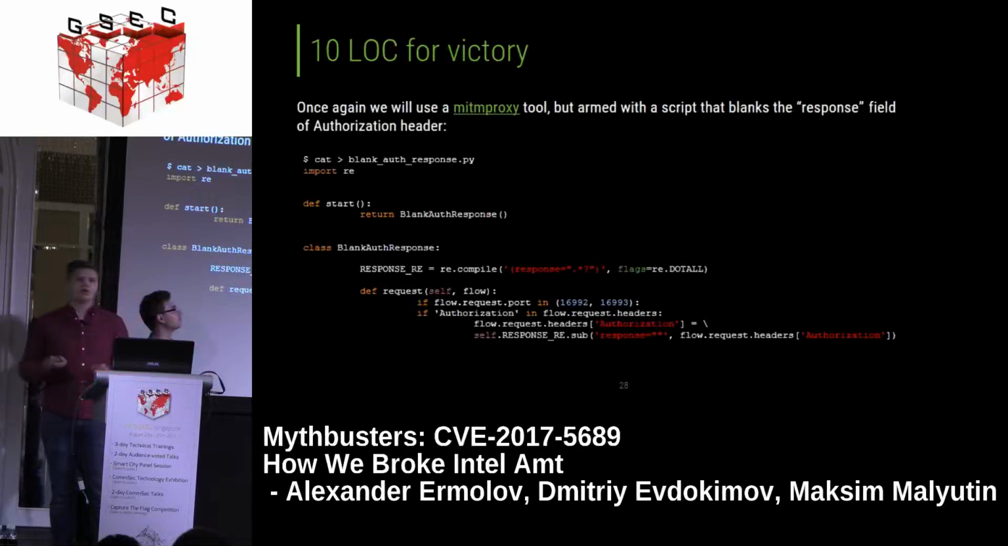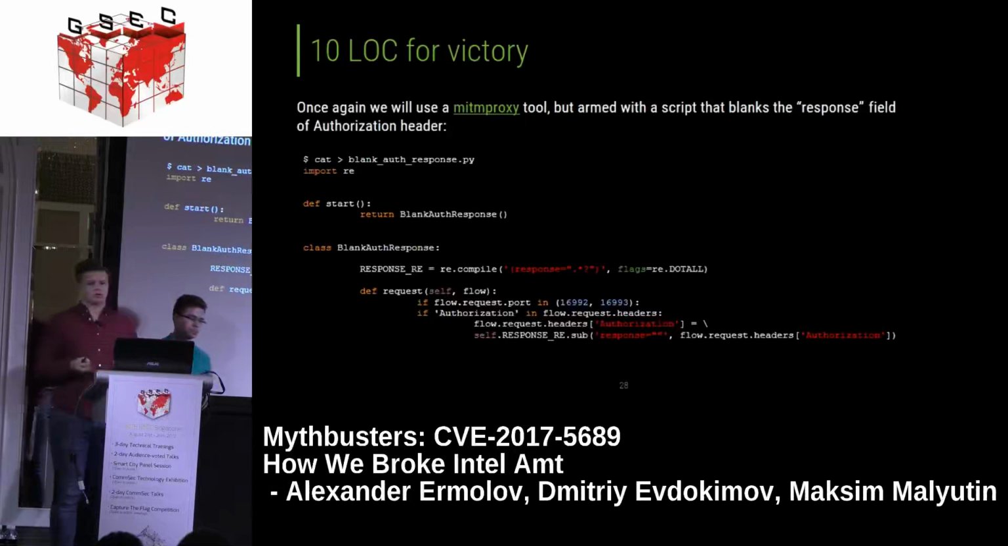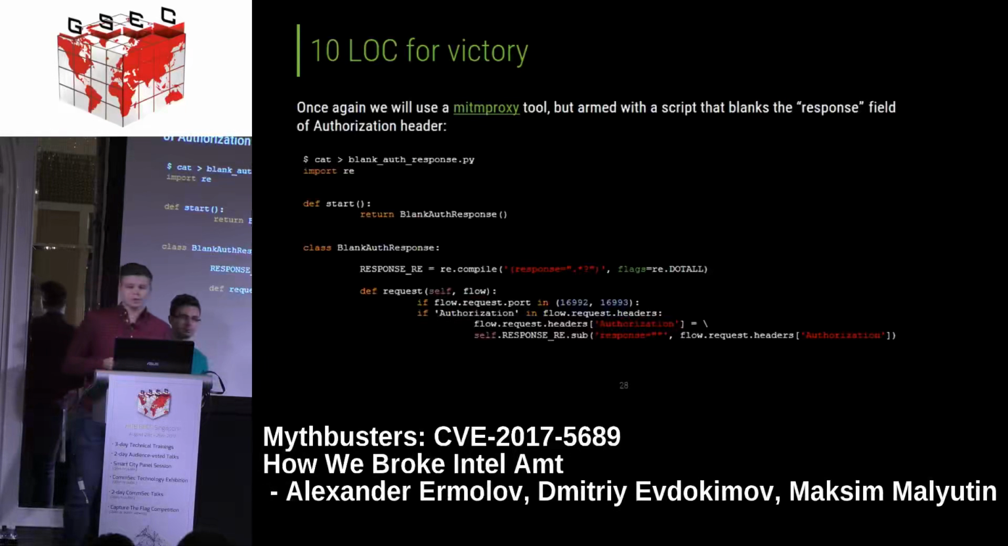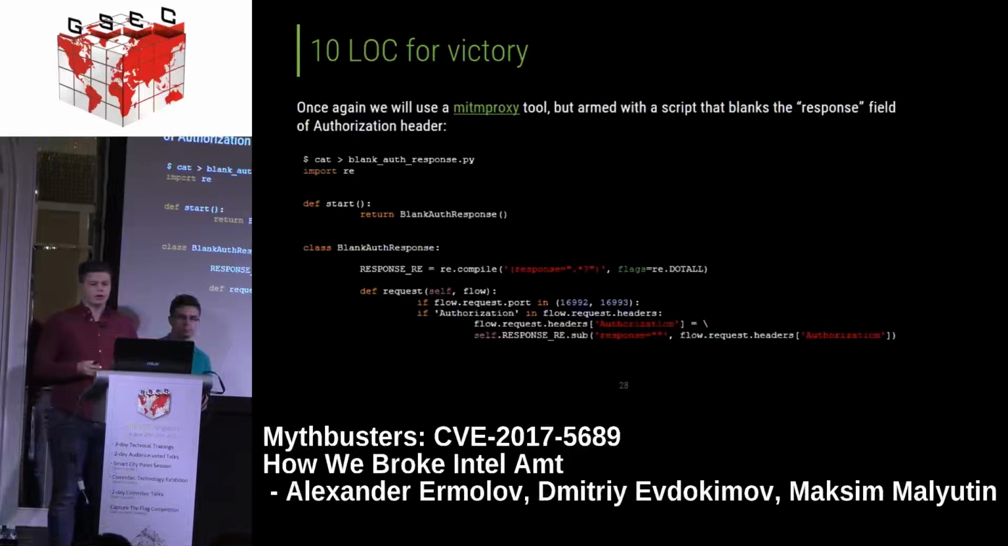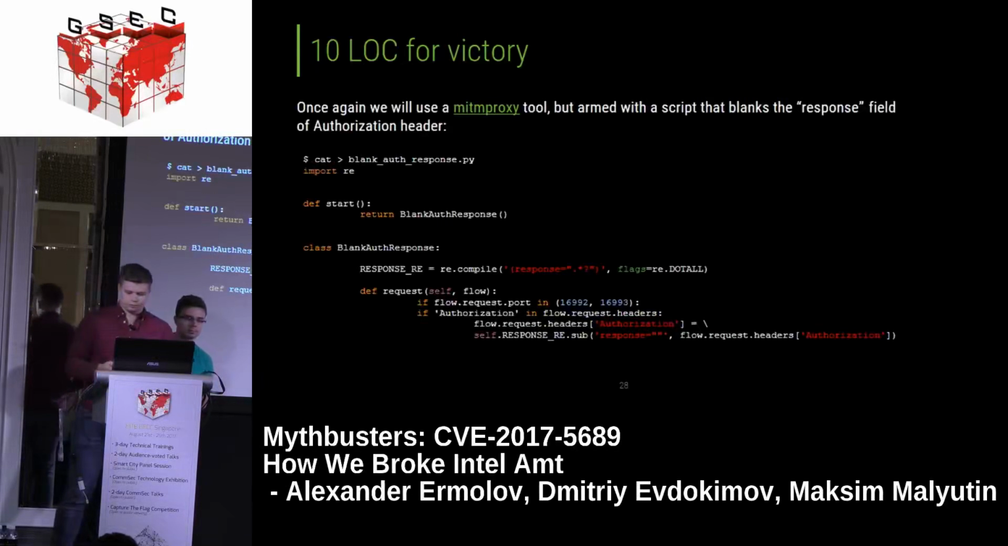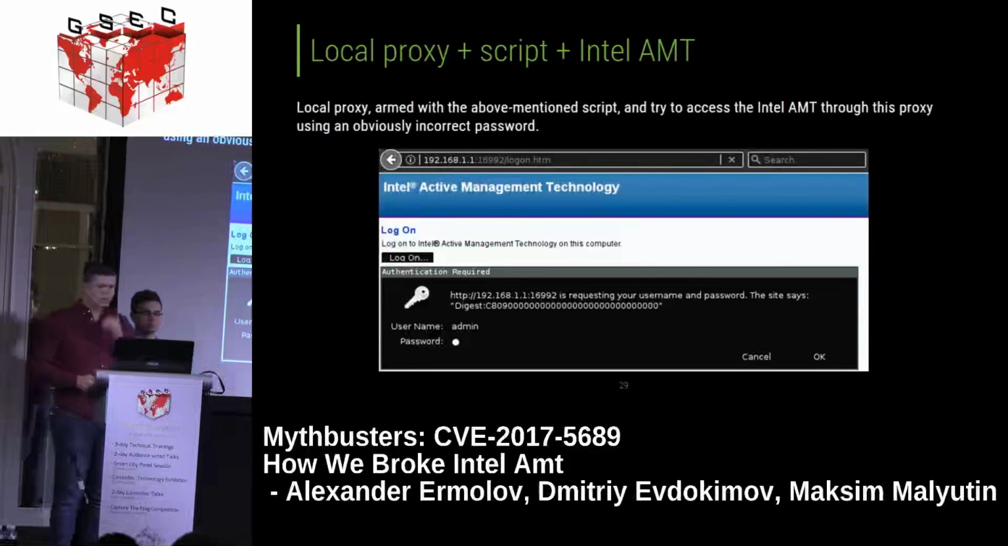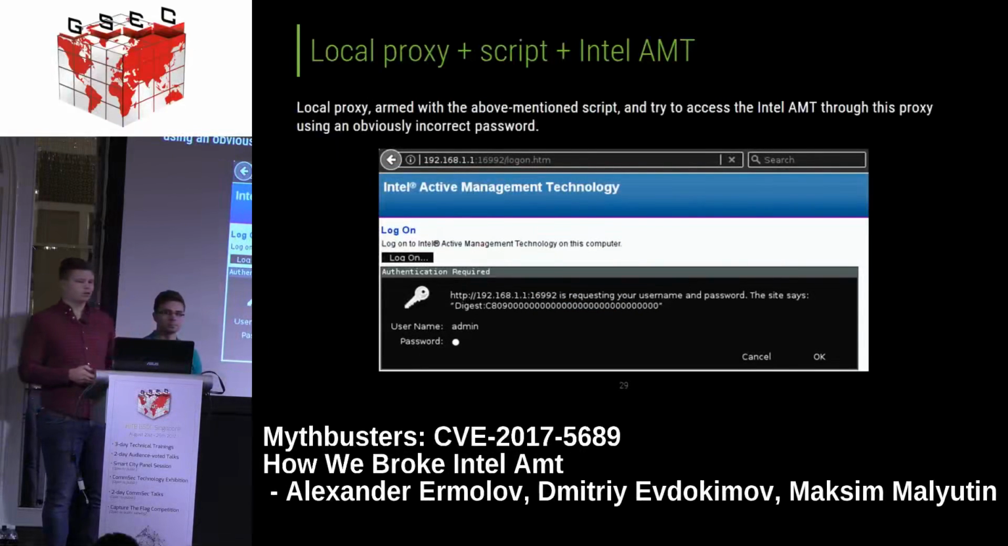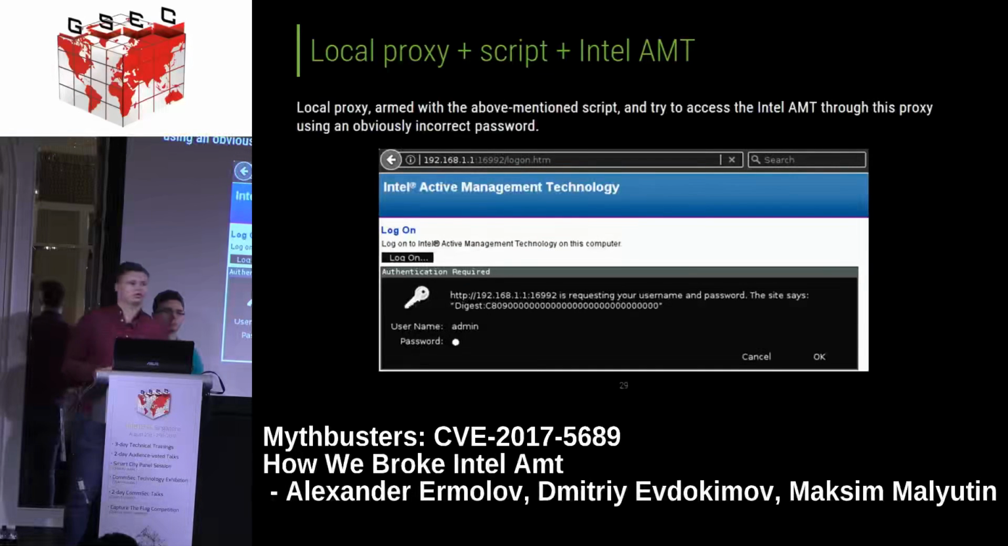So let's repeat our previous experiment, but with a local proxy. In order to exploit the newly found vulnerability, one can use a Mitmproxy tool with a simple script that blanks the response field in the authorization header of the outgoing request. It is a very simple script which has a small size, about 10 lines of Python code. So the web browser is configured to access the network through the local proxy at network port 8080.